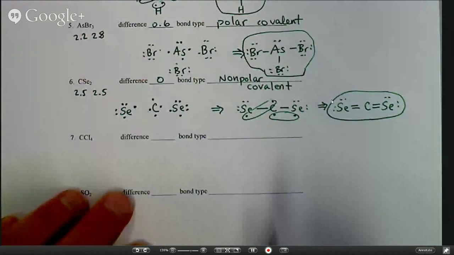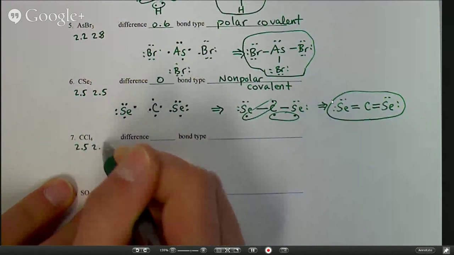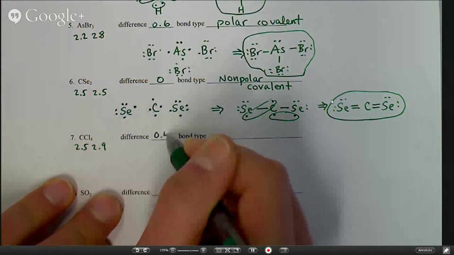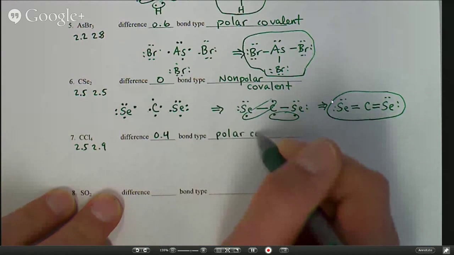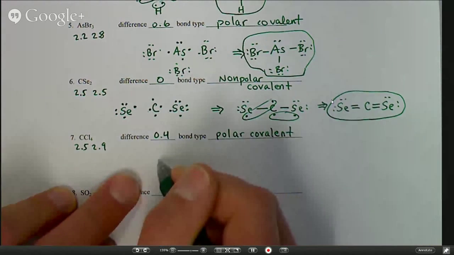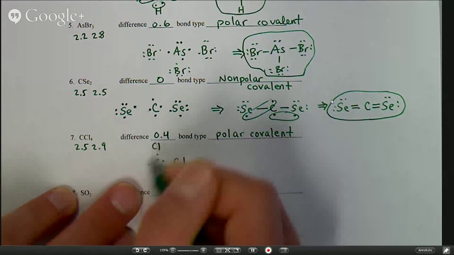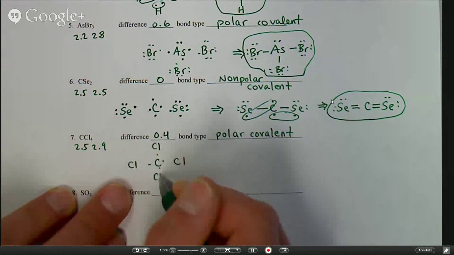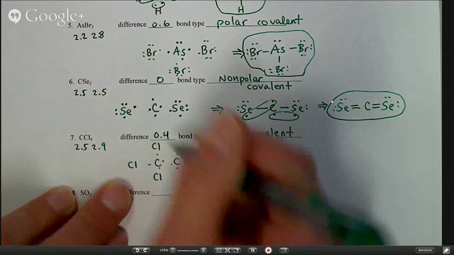2 more to go. Number 7, carbon again is 2.5. Chlorine is 2.9. The difference is 0.4. So this is going to be a polar covalent structure or polar covalent bond type. And so we've got carbon, 4 valence electrons. We can distribute the 4 chlorines around the carbon. And chlorine, being in group 7, should have 7 valence electrons around it.